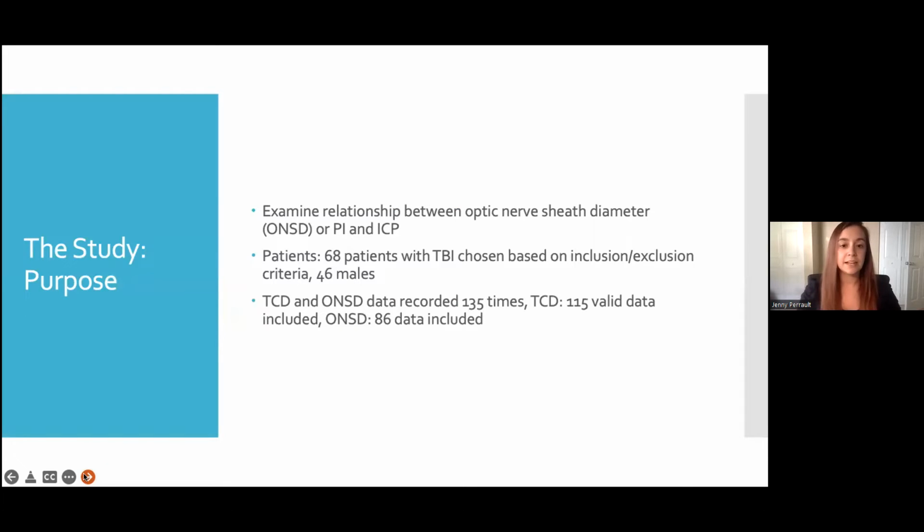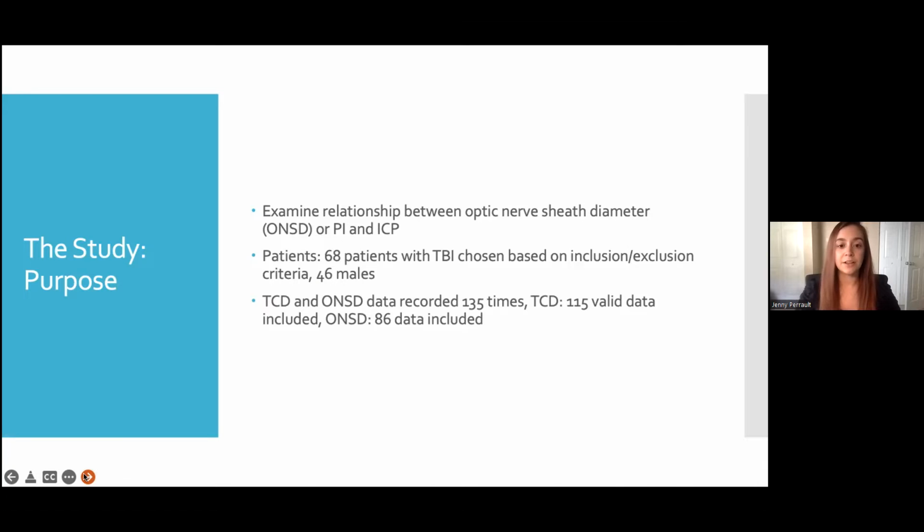So the purpose of this study was to examine the relationship between optic nerve sheath diameter, also called ONSD, or PI, and the relationship to ICP. So ONSD and PI were measured at different intervals after surgery, and then they were compared to invasive measurements in patients with a traumatic brain injury. So in those patients, parenchymal probes were surgically placed, and then they continuously monitored ICP for 7 days after the surgery.